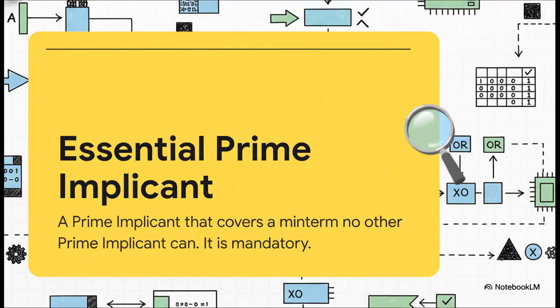Well, the algorithm starts with the no-brainers. It looks for what are called essential prime implicants. It just scans down each column of the chart. If it finds a column with only a single X in it, well, that's a dead giveaway. It means there is only one prime implicant in our entire list that can cover that specific output. So that implicant isn't just an option, it's essential. It absolutely has to be in our final solution.